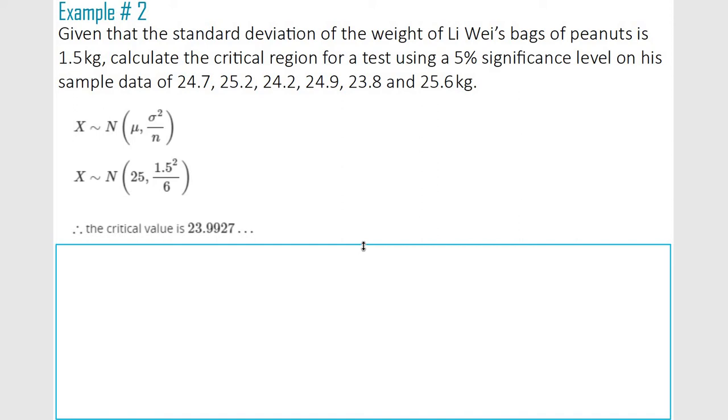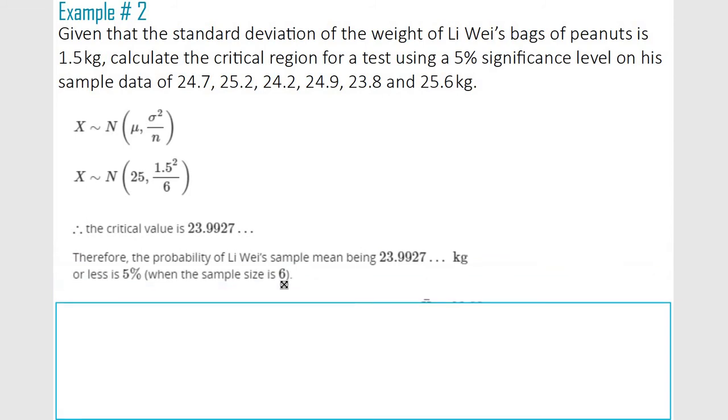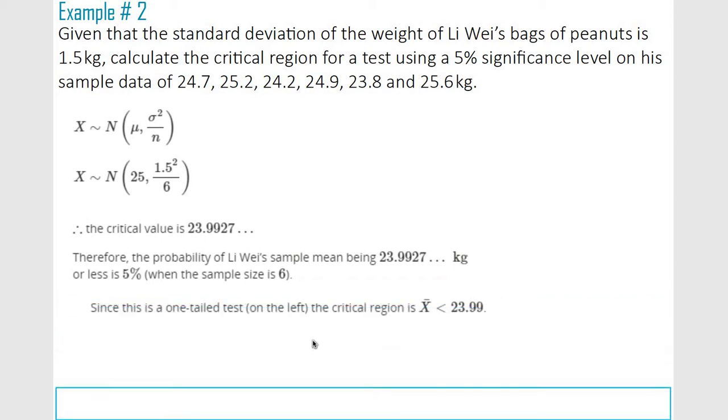Once you plug that into your calculator, doing your inverse norm function, the probability is 5%. Let me say that again. The probability of the sample mean, the sample average, being 23.99 or less is 5% when the sample size is 6. We did a 6 sample size. So the critical region would be less than 23.99.